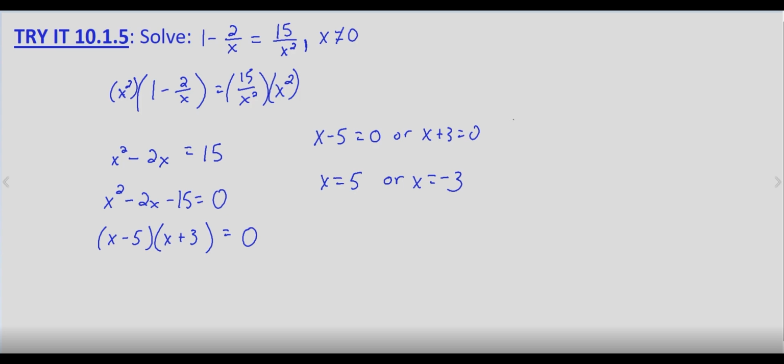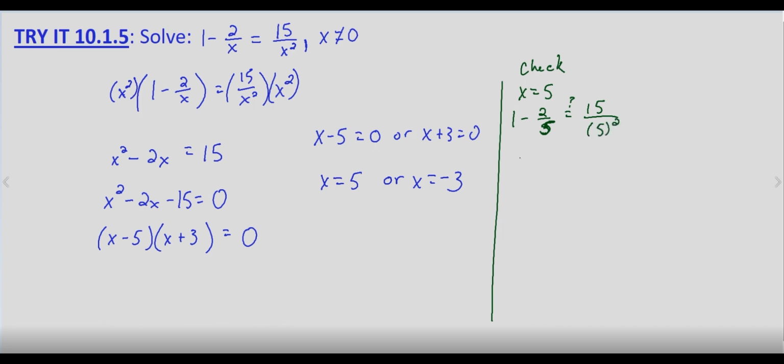As always, we want to check our solution. We do that by substituting into our original equation. So when x equals 5, we have 1 minus 2 over 5. We want to know, does that equal 15 over 5 squared?